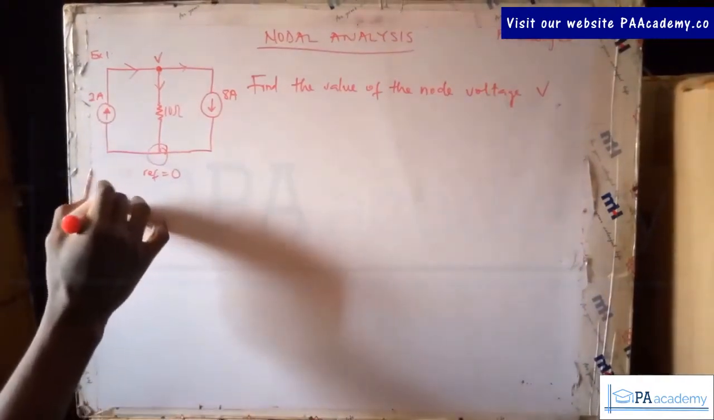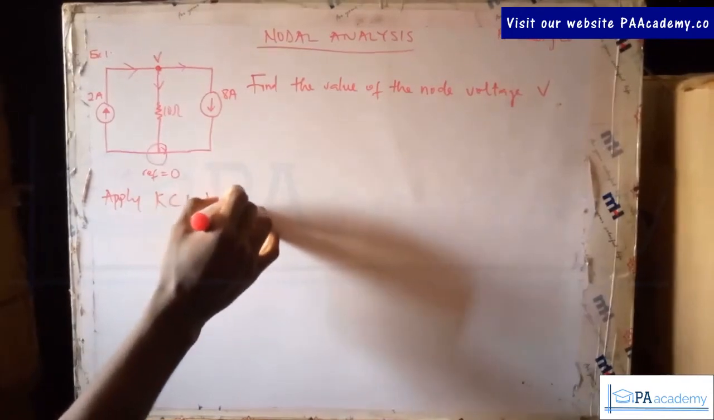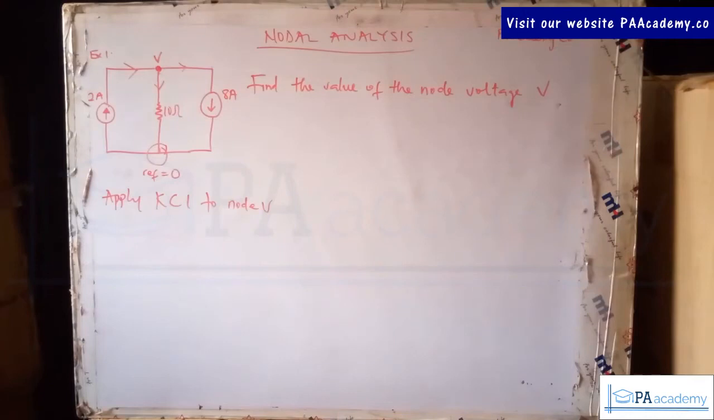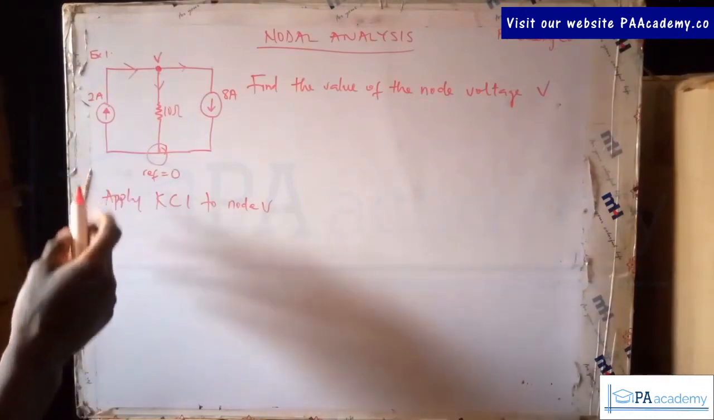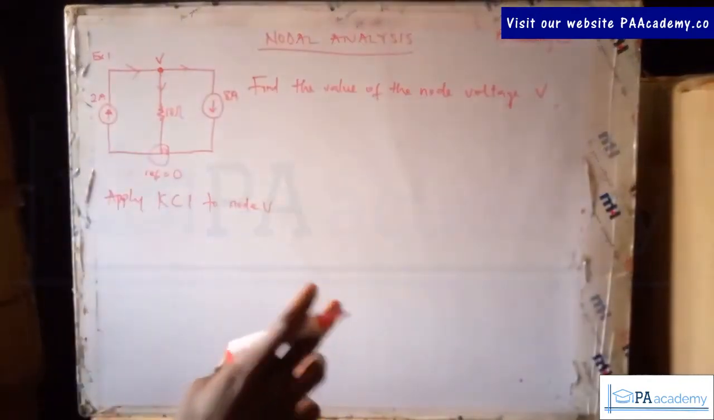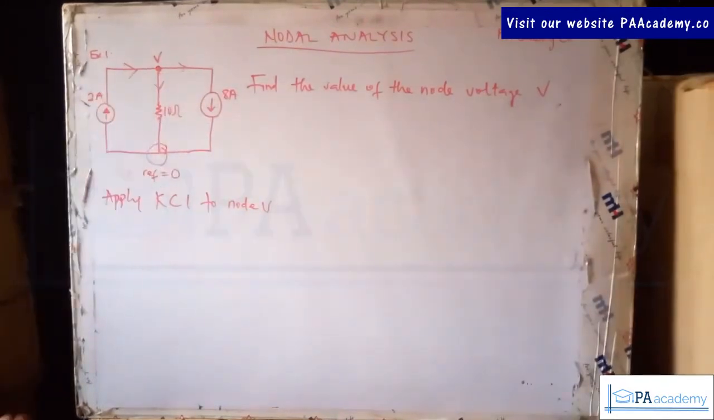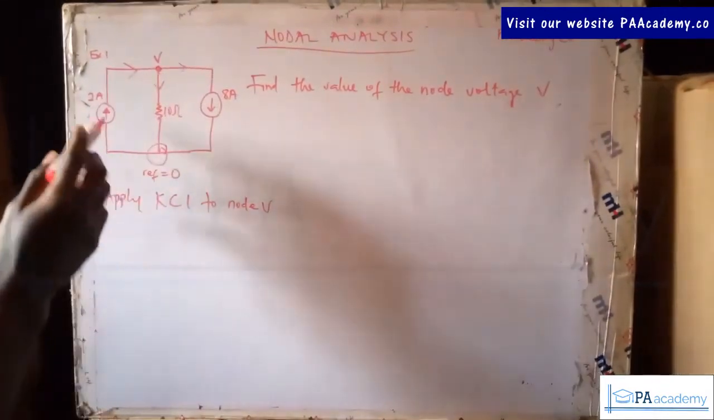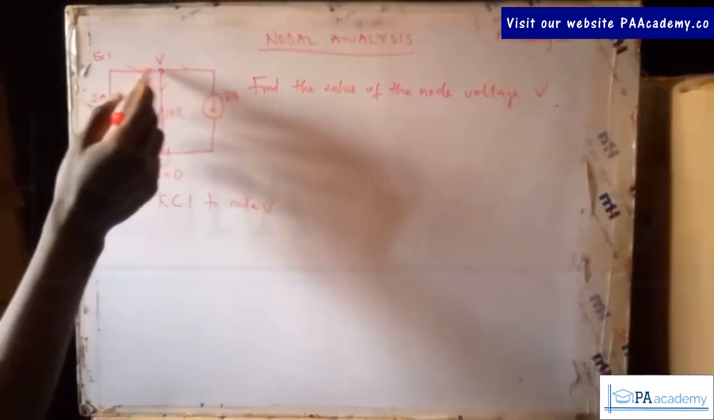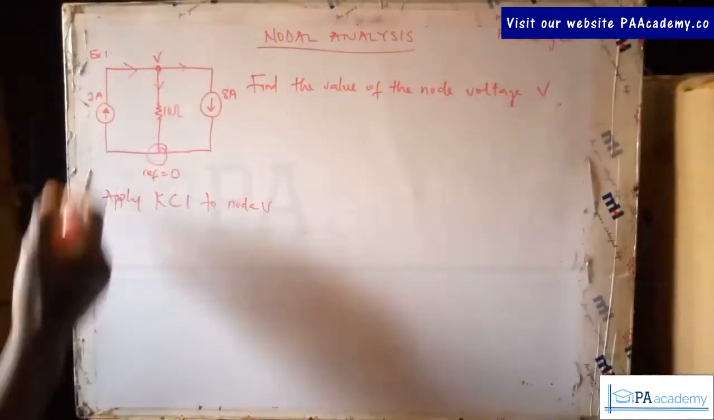Then we'll say, okay, apply Kirchhoff current law to node V. And in applying Kirchhoff current law, what does it mean? It means we calculate all the current entering the node equals the current leaving that particular node. We are looking at node V. The current that is entering is just the one from the reference node, so the only current entering is this 2 amperes current.